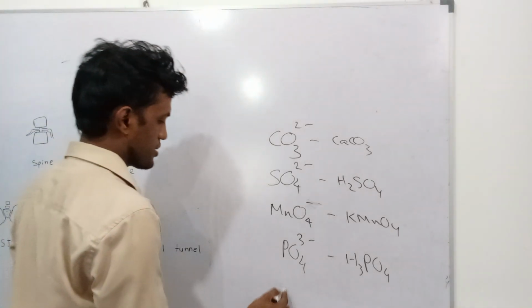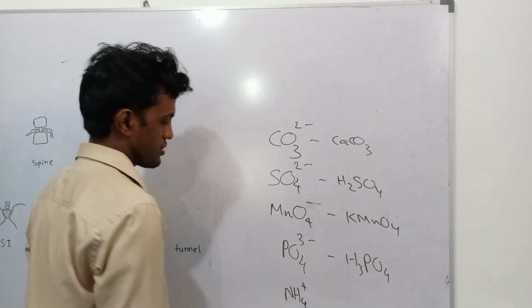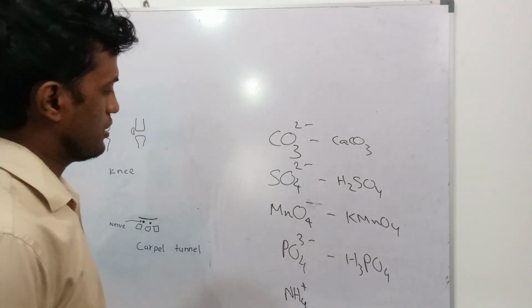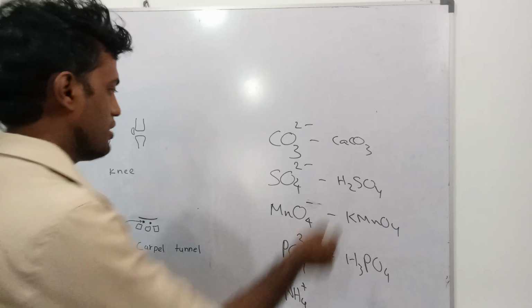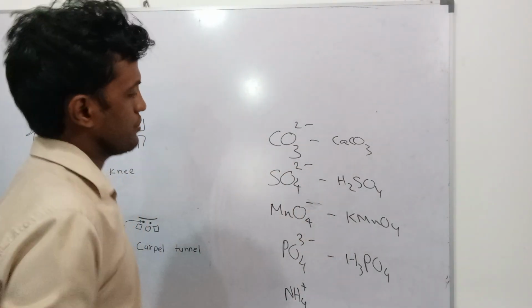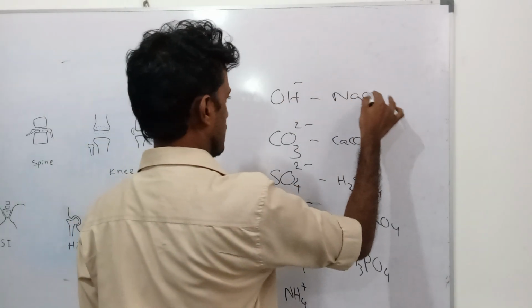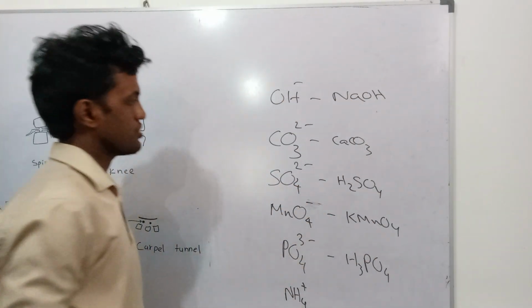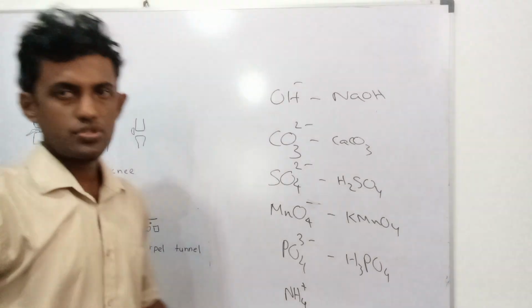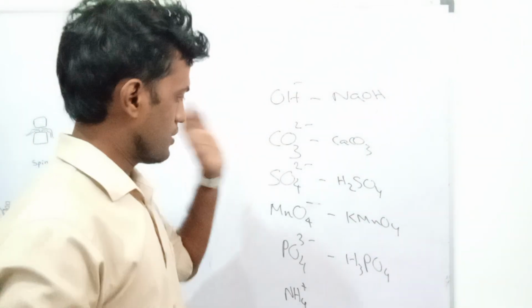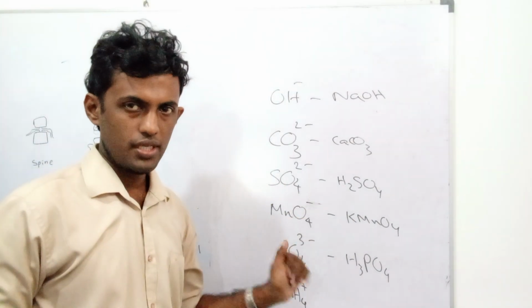And NH4 plus. These common polyatomic ions, at least you need to remember. And OH minus, sodium hydroxide, and OH minus, remember. So at least these common things you need to remember. Very important, right? Okay.